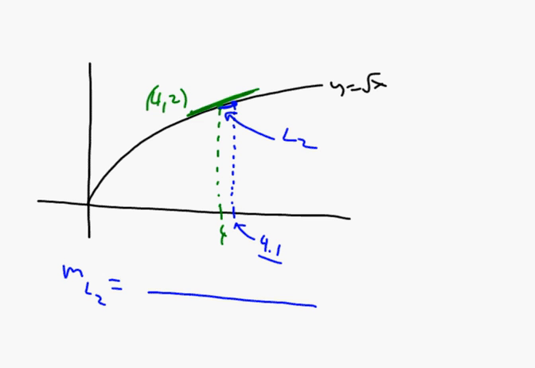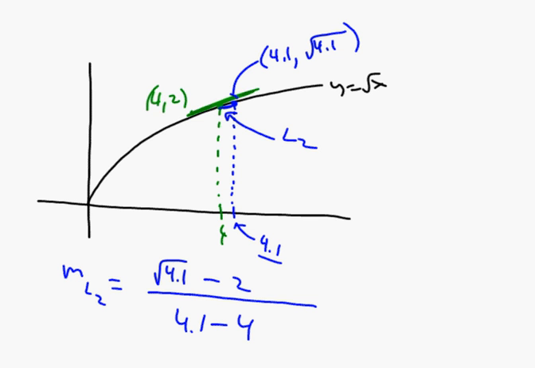All right, so I'm going to call this line L2, and then the slope of L2 is equal to the following. Now, I don't know what this is, but I know this point can be found by doing 4.1, square root of 4.1. So my slope is going to be the square root of 4.1 minus 2 over 4.1 minus 4. And an estimate for that turns out to be 0.2485. Okay? So this is my second estimate for the slope of the green tangent line.